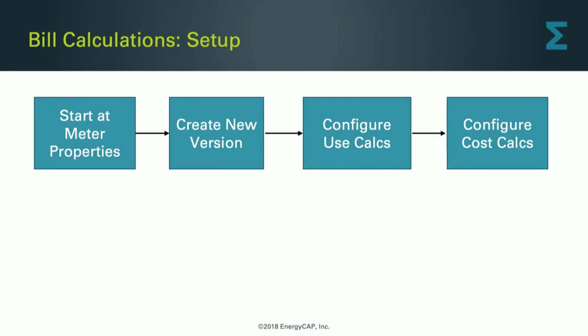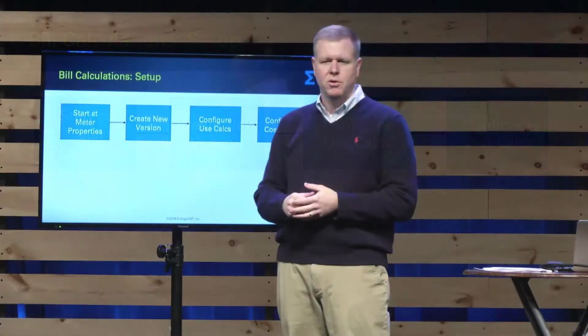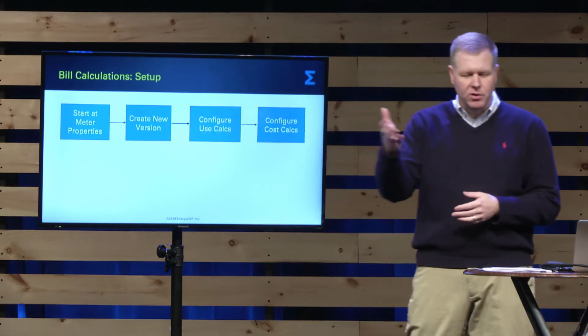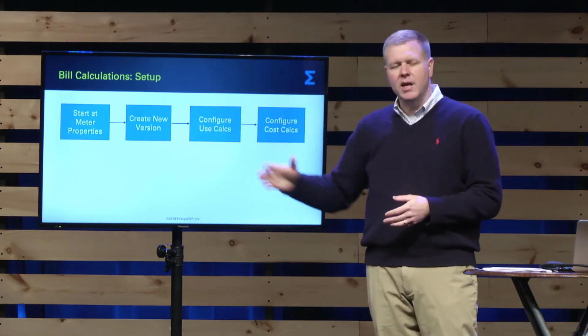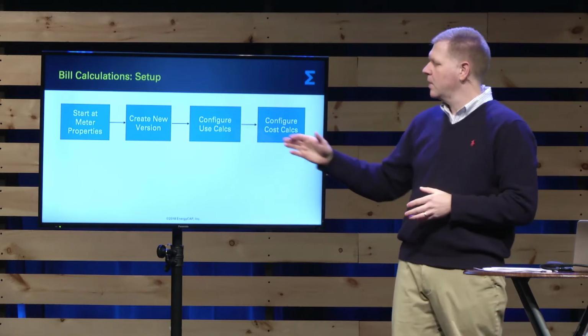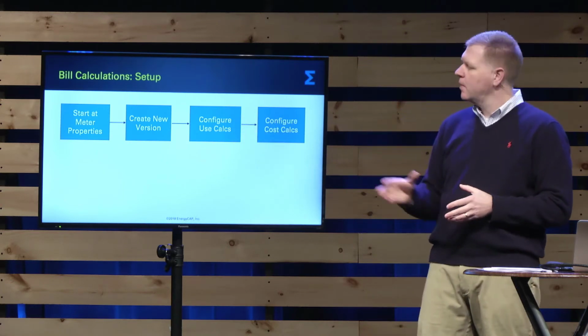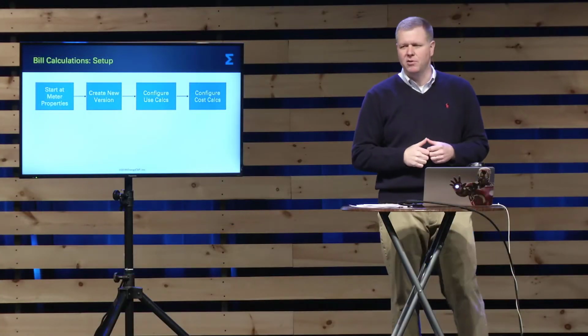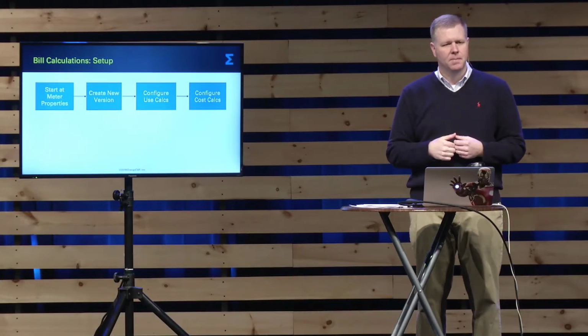So what does this look like? What are the steps involved with configuring something? We wanted to make this as practical a training as we could. So again, when you think about bill calculations, you always start at a meter. We're always talking about meters. So you go to a meter, and from its properties, you create a version. Just like the question that was just asked, you create a version to indicate for what time period we should use this set of calculations. Then you'll configure your use information and your cost information. And once you've completed those steps, you're ready to go. Energy Cap now has enough information to generate a bill.